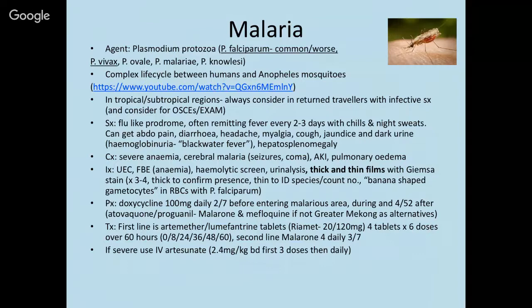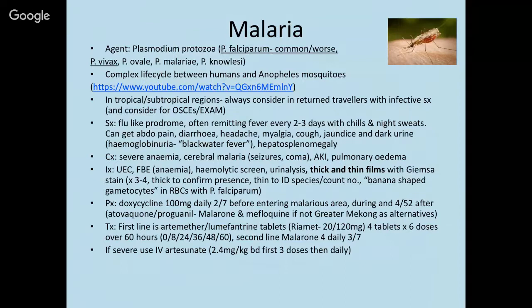Treatment's interesting because it is with artemether lumefantrine. You'd almost never heard of it, but it's these tablets called Riamet, and you have a box of 24 tablets and you take 4 doses at this period: 0, 8 hours, 24 hours, 36 hours, 48 hours, and 60. And that's what you use. Second line is Malarone, which is atovaquone-proguanil. And then in severe malaria, the thing to use is IV artesunate.